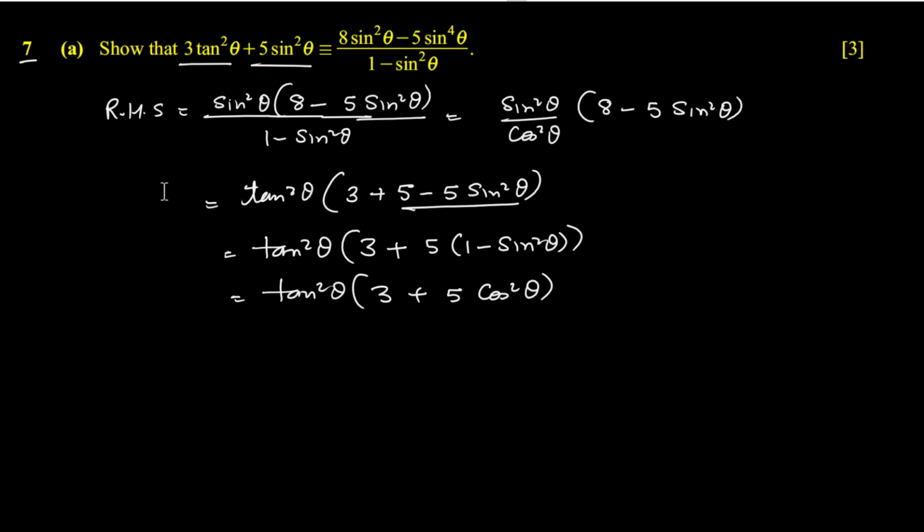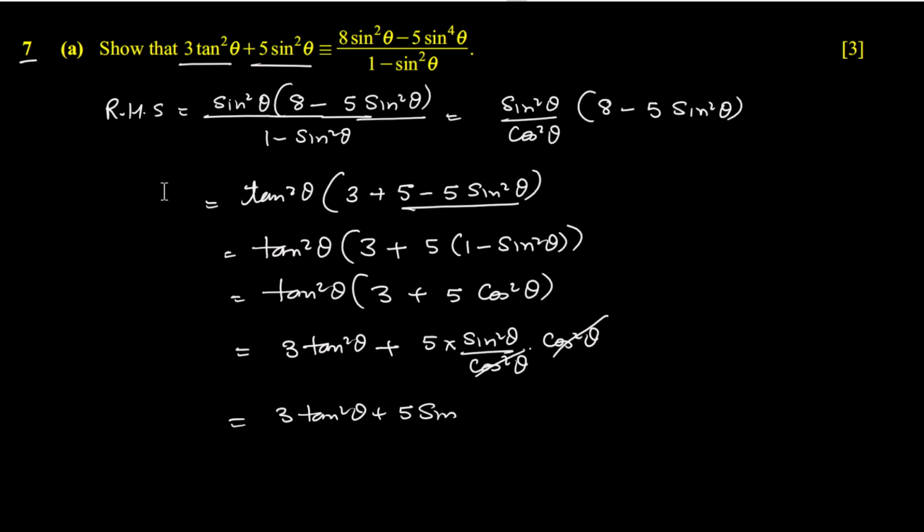So if we multiply, using the fact that tan squared theta is sine squared theta over cosine squared theta, this can be written as 3 tan squared theta plus 5 times sine squared theta over cosine squared theta times cosine squared theta. These two will cancel out, and we get the left hand side. So that's the proof. I hope it is clear. Let's discuss the second part now.